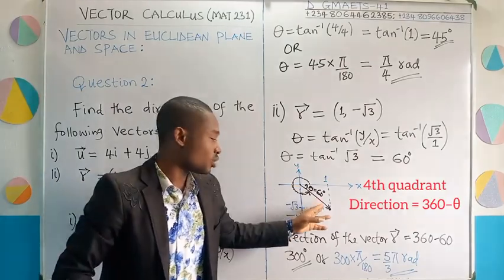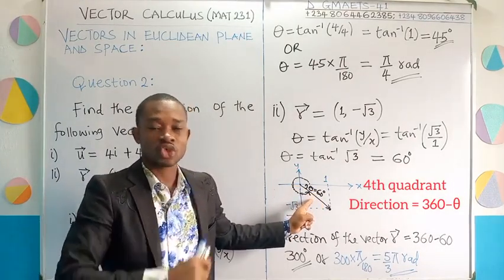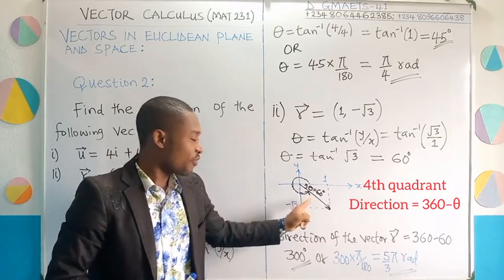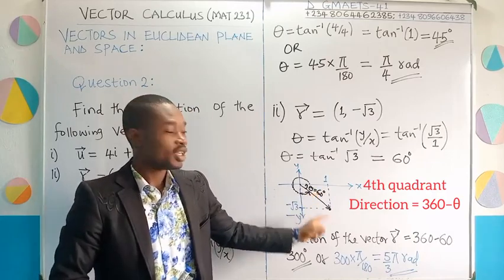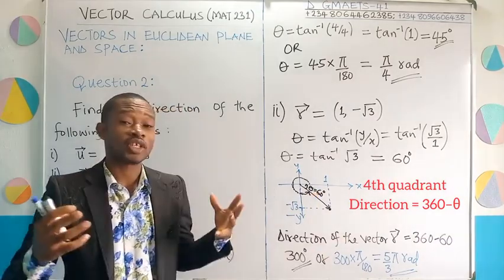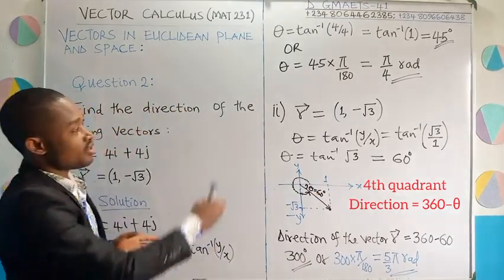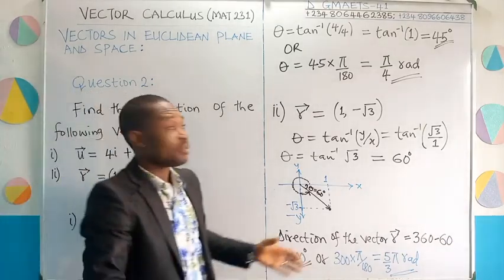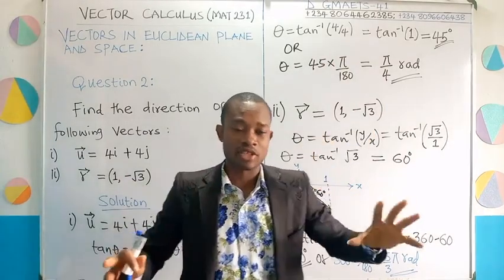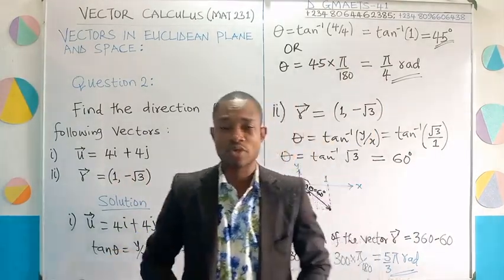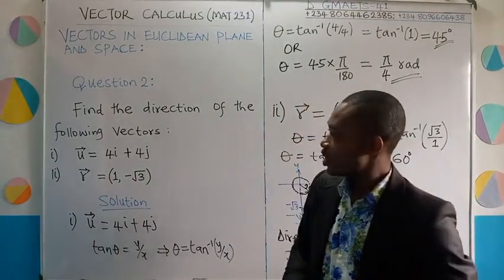If the vector is in the fourth quadrant, any angle you calculate using tan inverse of y over x is not the actual direction of the vector. In the fourth quadrant, you would have to subtract that angle value you obtain from 360. What is left would be the actual direction of the vector in the fourth quadrant. You can now appreciate the reason why I didn't bother you for the first part of the question, because the theta we got is directly the direction of that vector given to us in part I of this question. Alright, let us move on to our third question.